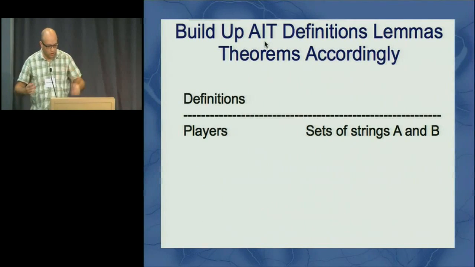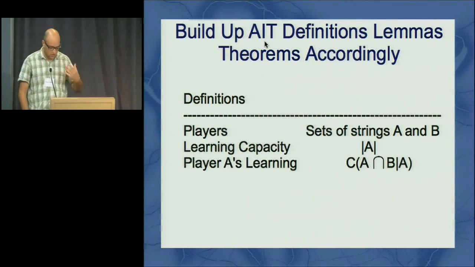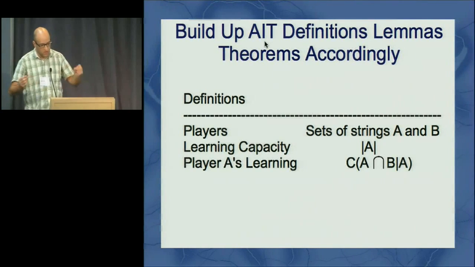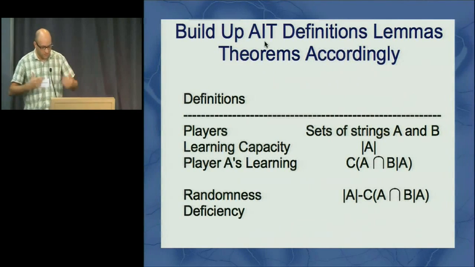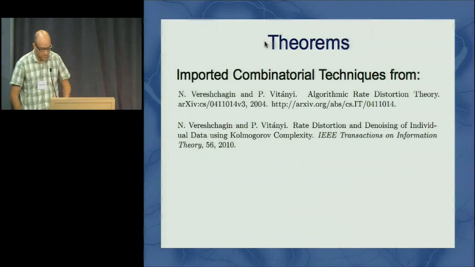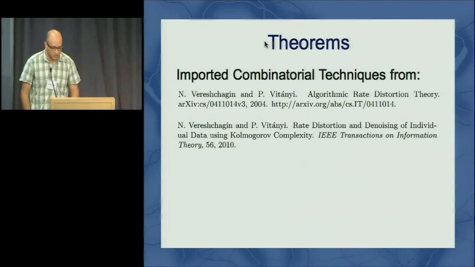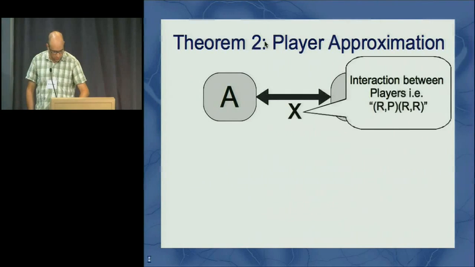So how does the paper work out? Well, basically you encode all this complicated dynamics into two sets of strings, A and B. Then I develop a series of definitions in terms of the learning capacity of a player, and then you talk about conditional complexities, and then you import something called the randomness deficiency. So basically I'm building up definitions, and then I'm importing combinatorial proof techniques from very recent literature in algorithmic information theory by Vitanyi and Vereshchagin, and from these proof techniques you can derive some very simple theorems. So I'm going to go through a couple of the theorems. This one's sort of boring.